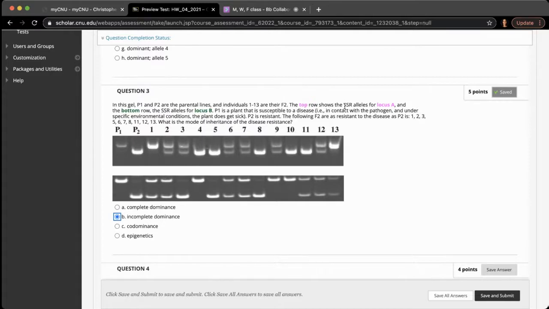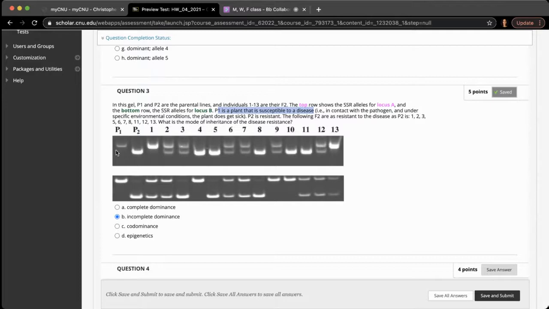I'm telling you that this is locus A, and on the bottom is locus B. And here is one parent, another parent, and there are 13 children. Okay, these are probably plants. Or I don't know, people with a lot of time. So, okay, plant. P1 is susceptible to a disease, so it gets sick if it gets in contact with a pathogen. All right, that's susceptible. It's homozygote for whatever this allele is and whatever this allele is. So these are different loci.